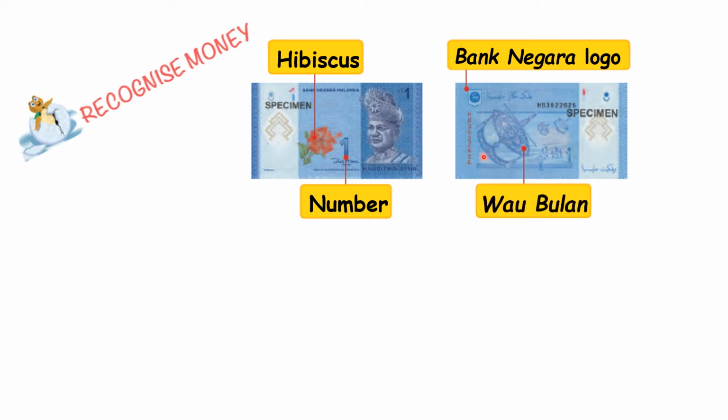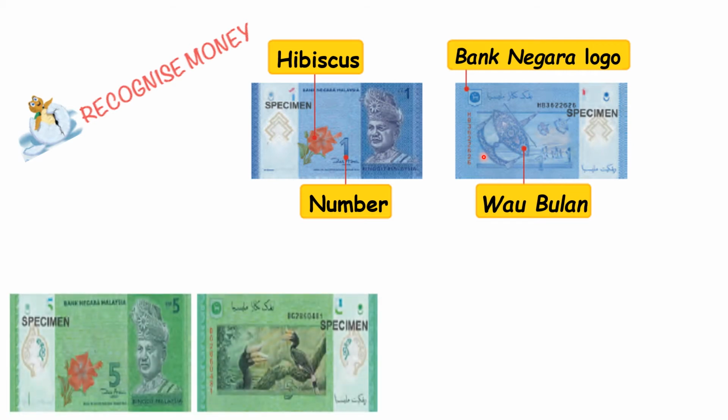Okay, next, this is the 1 ringgit note. You may look at here. This one is the hibiscus flower and then the number 1, and at the back of this 1 ringgit note there is the Bank Negara logo, and then down here it is a wau bulan picture.